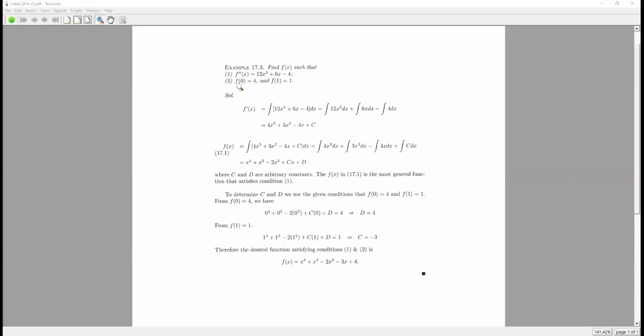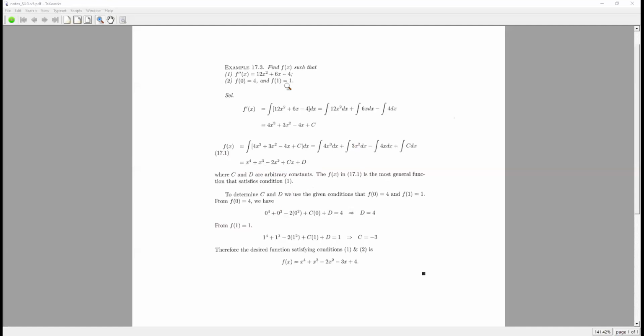Condition 2 has 2 equations. The first equation says that when x is 0, the function value should be 4. Now I plug in 0 for x here. This is function f. Plug in 0 for x here. Set the result to 4. Then I get this equation. From this equation, I get d is 4.